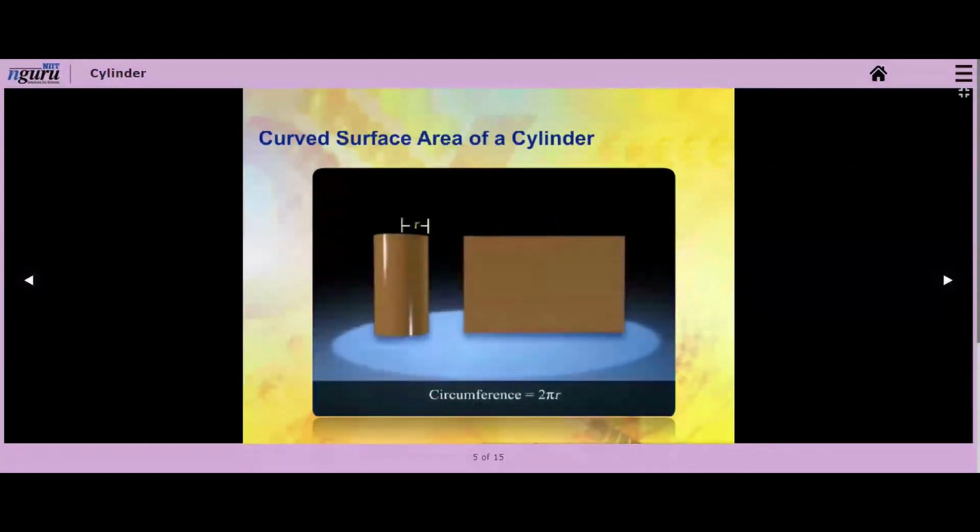If the radius of the circular base is r, then its circumference is 2 pi r. Now we know that the length of the rectangle is equal to h and its breadth is equal to 2 pi r. The area of the rectangle is the product of its length and breadth, which is equal to h multiplied by 2 pi r. Therefore, the curved surface area of the cylinder is equal to the area of the rectangle, which is equal to 2 pi r h.